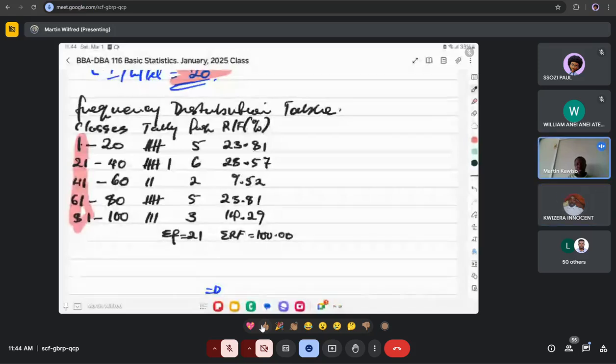Yes, Innocent, like you're saying something, your microphone is on by mistake. Sorry. Okay, so let's put down that table. Then we see which other columns can we add from that table.